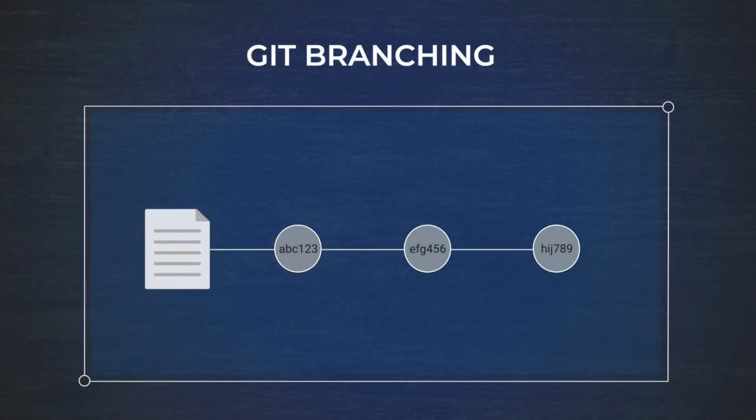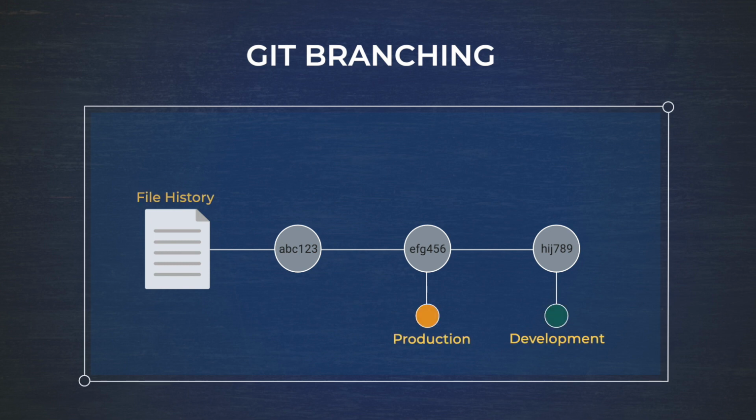Here is a visualization I want to show you of what branching looks like while using Git. So now we have two branches right here. One's called production, the other one called development. And these gray files here are the file history we have committed. So right now, the production branch is pointing at this file history of EFG456. And the development branch is pointing at this file history, HIJ789.